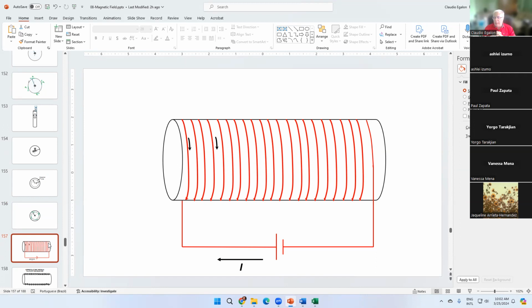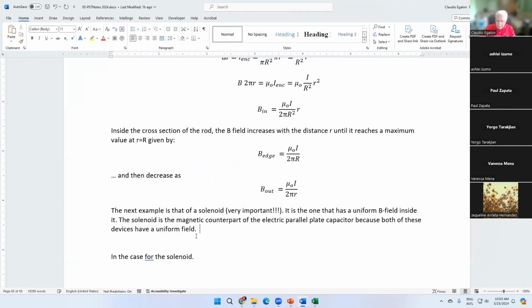Remember that I told you there are four basic elements in electricity and electronics: the capacitor, the resistor, the inductor, and then the transistor. The transistor we are not going to study. Every component behaves like all those four devices. So the inductor is just like a solenoid. So current flows through this wire. There's a bunch of turns right in here. And how do we solve this problem? I'm going to just give you a qualitative view. Initially, we solve this problem qualitatively, and then apply Ampere's law.